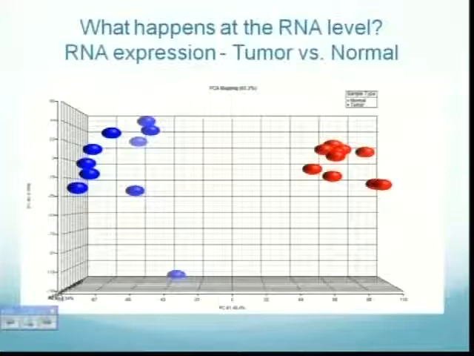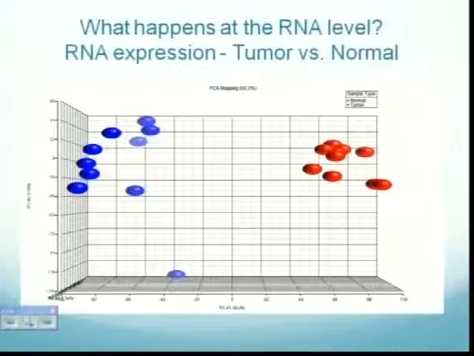When we begin to look at what happens now at the RNA level, if we have all these mutations occurring at the genomic level, what we have is a very widespread dysregulation of the RNA that's expressed in these cells. And this is actually a plot from some of my work. This is called a principal component analysis. Each of these little spheres represents a sample. And what this is representing is how different or alike samples are in three-dimensional space based on their gene expression.